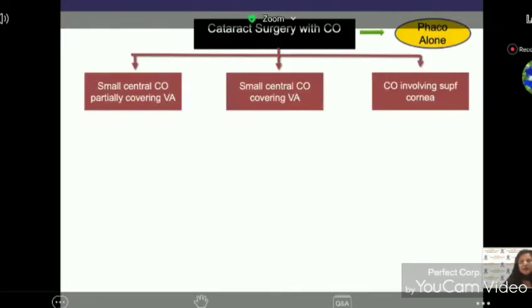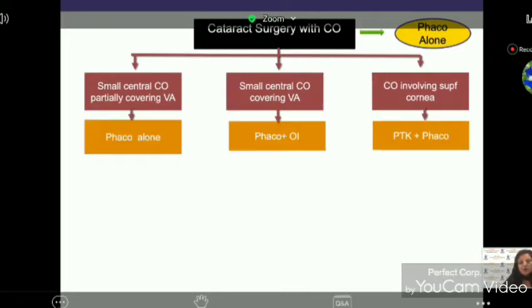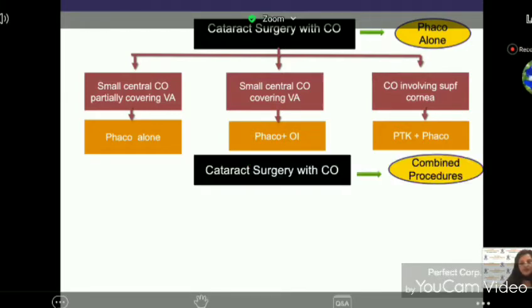And this is the algorithm that we follow. If it's a small central corneal opacity partially covering the visual axis, you can do phaco alone. You can even combine it with optical iridectomy. But if it is involving only the superficial part of the cornea, then you can combine it with PTK.